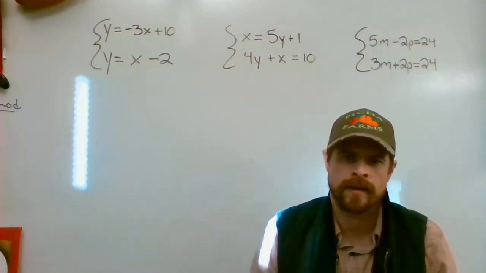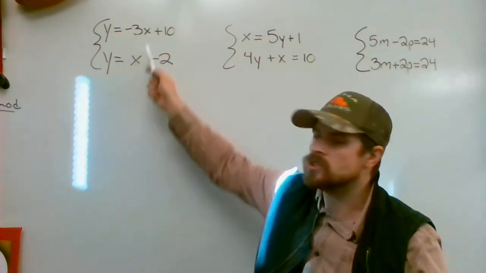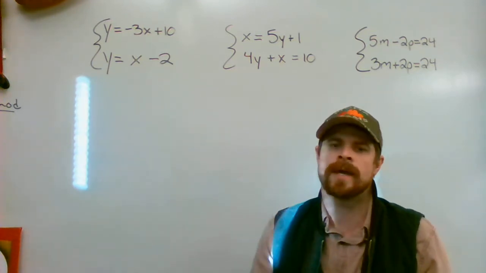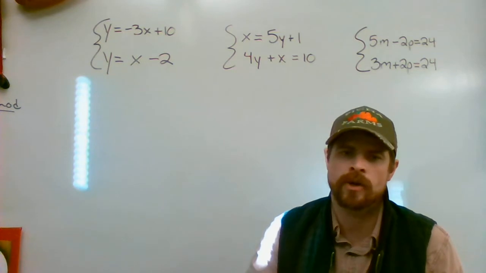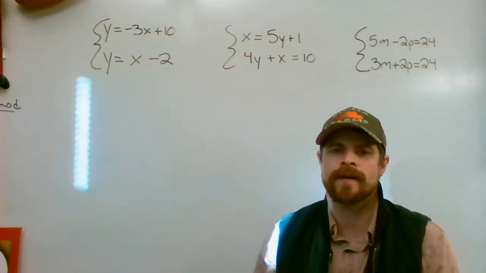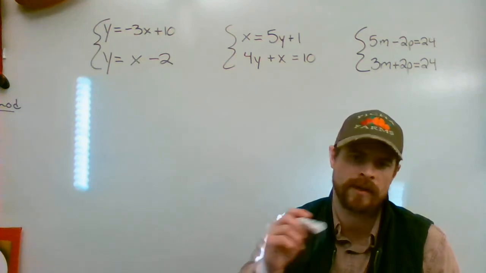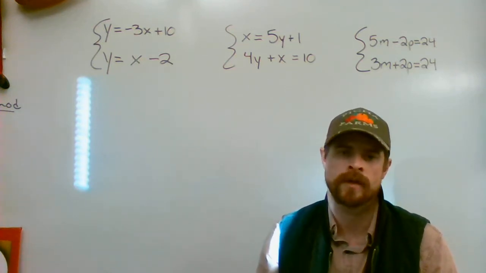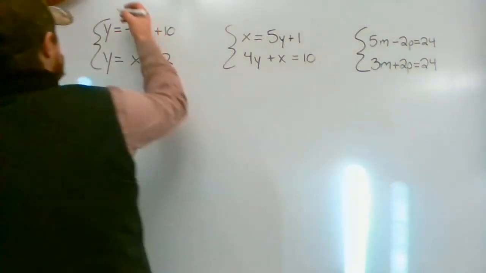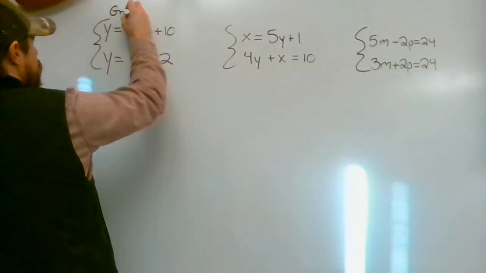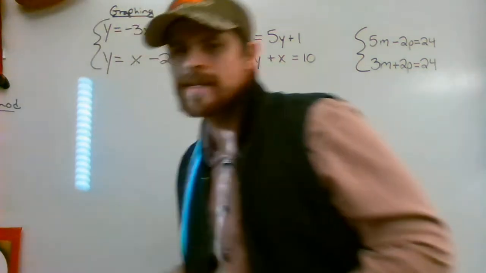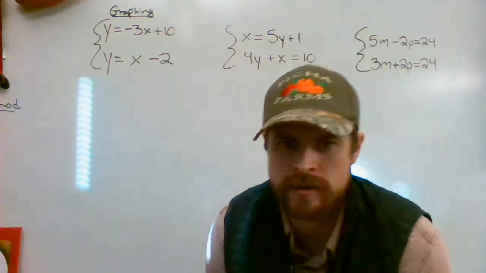Looking at this first one, each equation is written in what's called slope-intercept form, y equals mx plus b, meaning I have a slope and an intercept. That gives me a starting point and directions that tell me how much up and over or down and over to move. So for this first one, I would use the graphing method, for the specific reason that it's written in slope-intercept form.